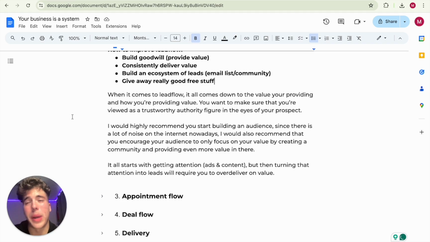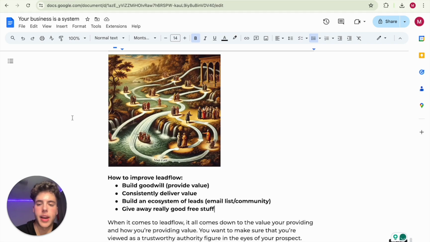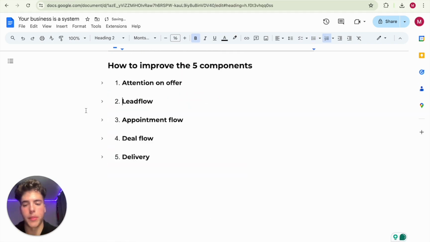You can also make the community, put a price to it, charge people to join your community, but I wouldn't really recommend that as a top of funnel, since you're just trying to get as many people in your ecosystem as possible. So I'll just recommend a free community, get people to focus on your messaging, on your content, on your value, provide really good free value in there, give away stuff for free, and people are going to build more trust with you, and you'll be closing more people. And so it all starts with getting attention, which I just mentioned, ads and content, but then turning that attention into leads will require you to over deliver on value. Okay. And so that's how you improve lead flow. Just build more trust and provide more value than everyone else.